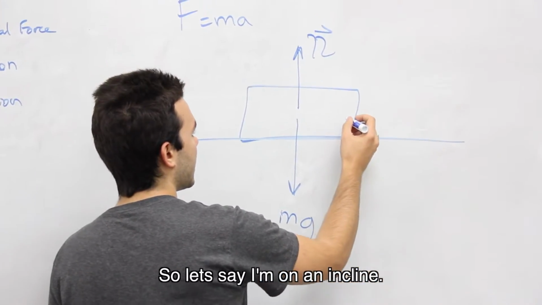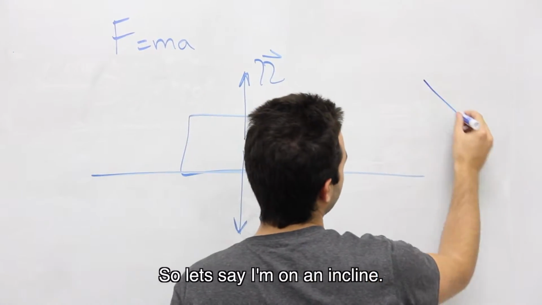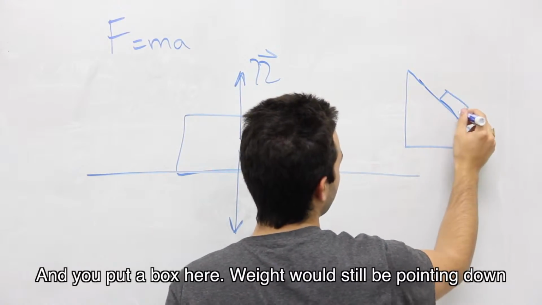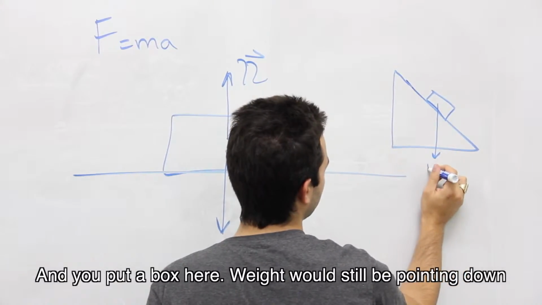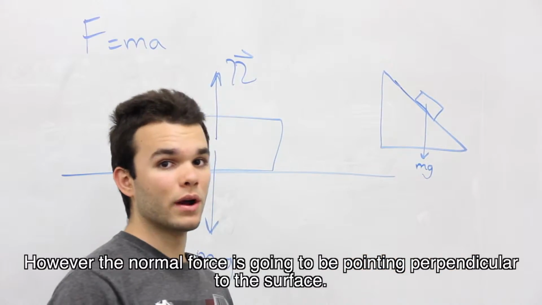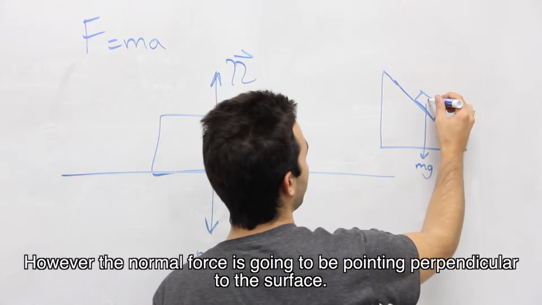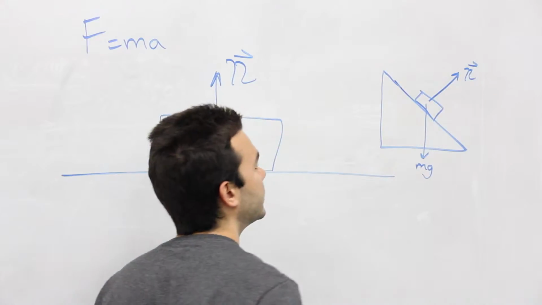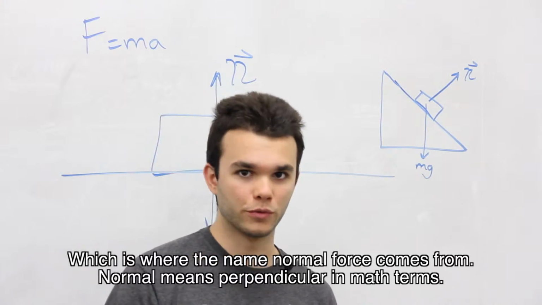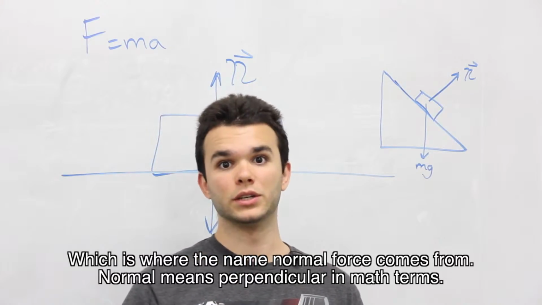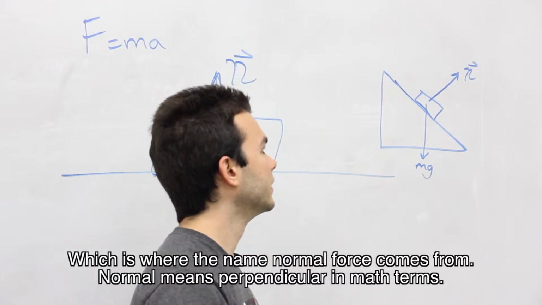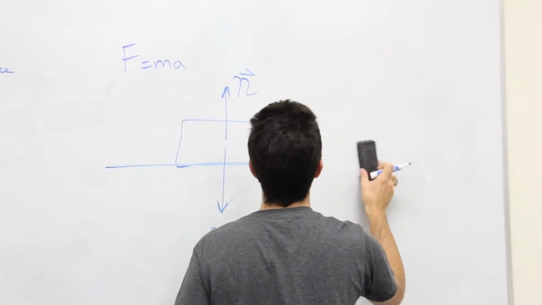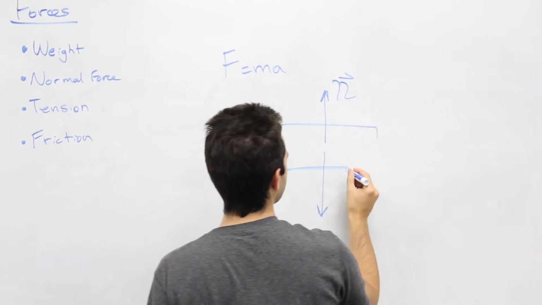So let's say I'm on an incline, and you put a box here. Weight will still be pointing down. However, the normal force is going to be pointing perpendicular to the surface, which is where the name normal force comes from. Normal means perpendicular in math terms. Returning to this one.